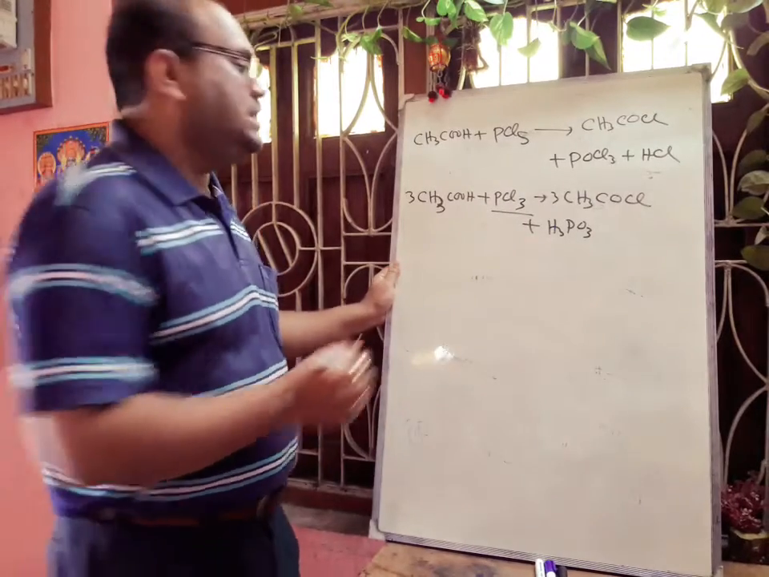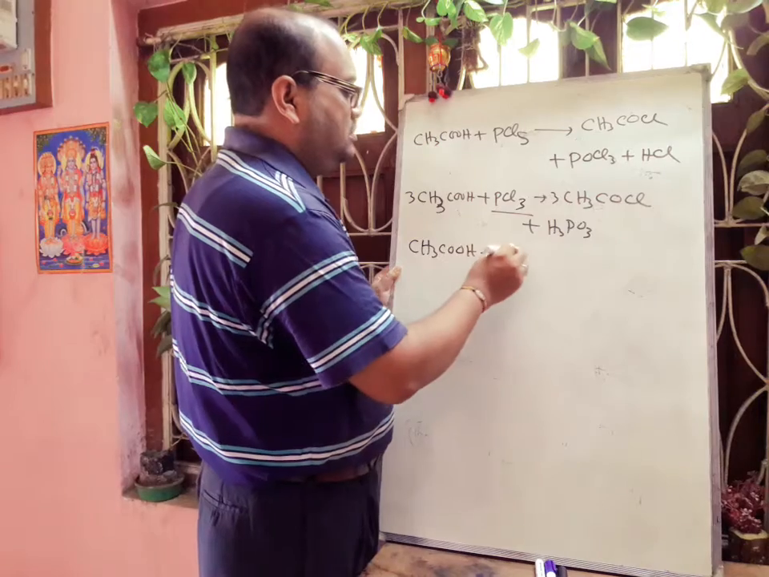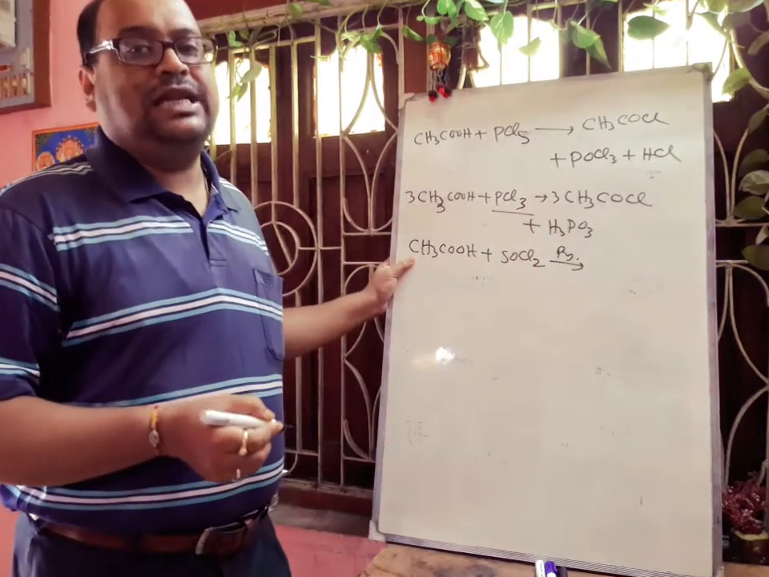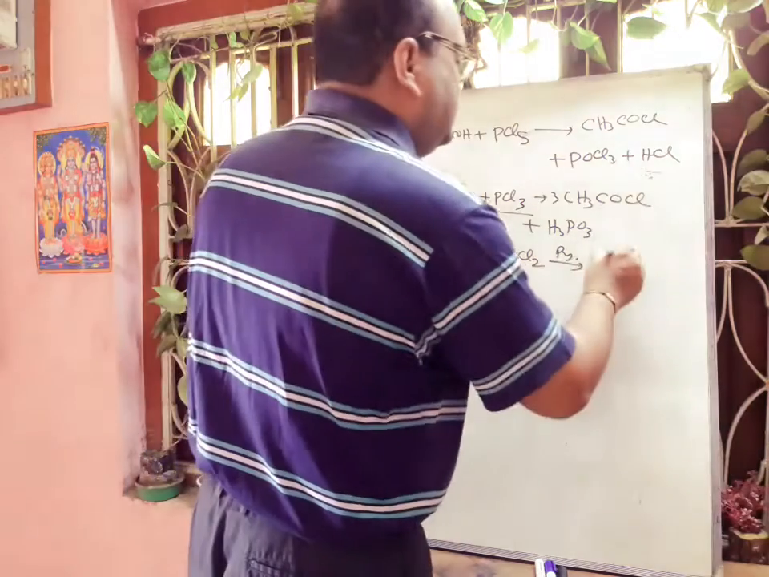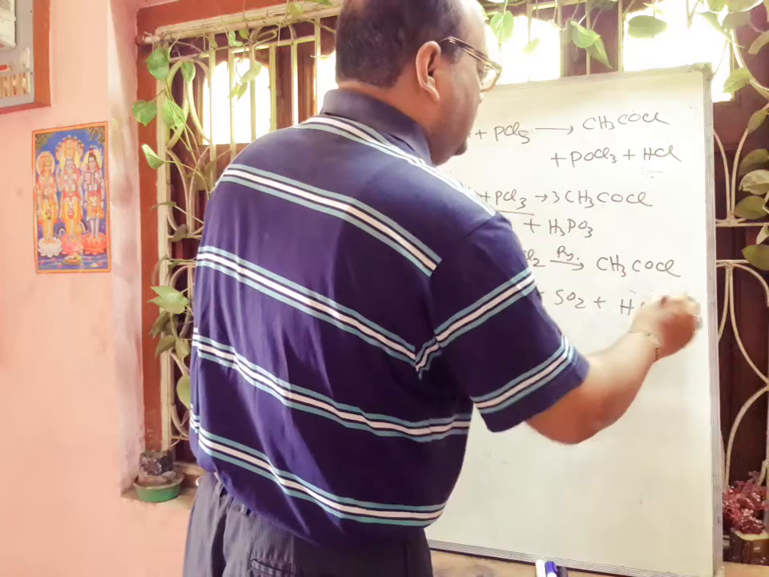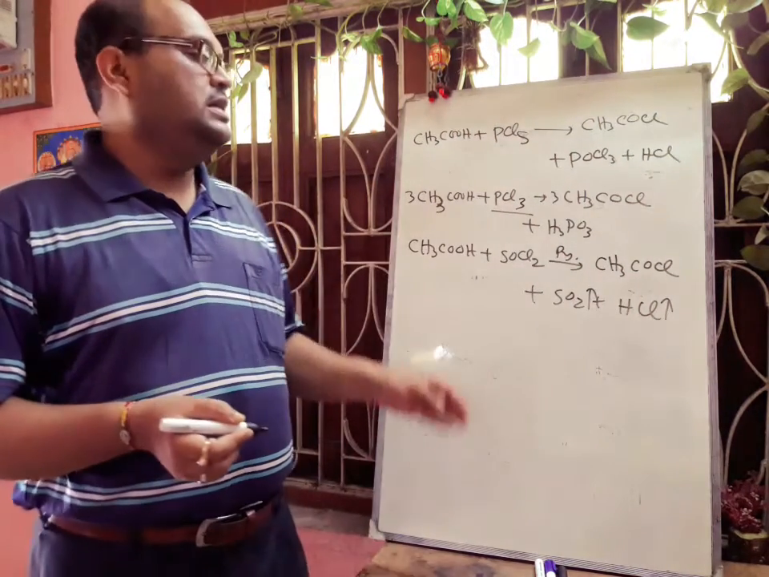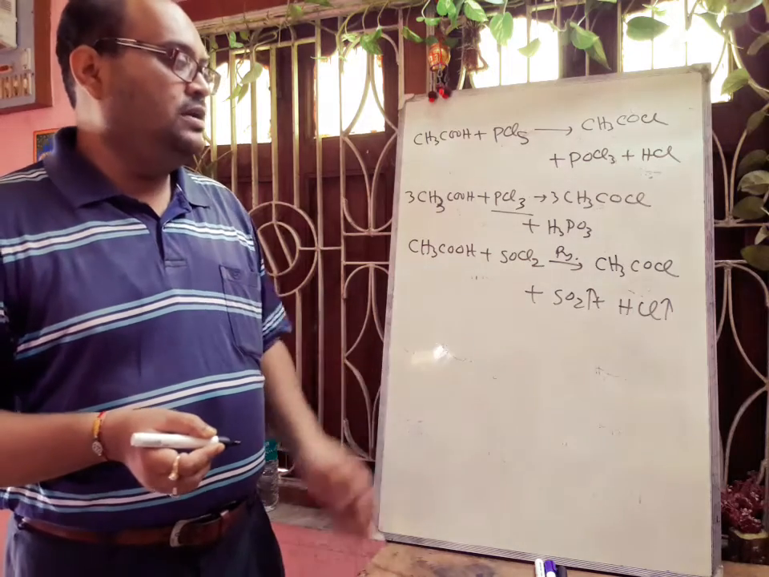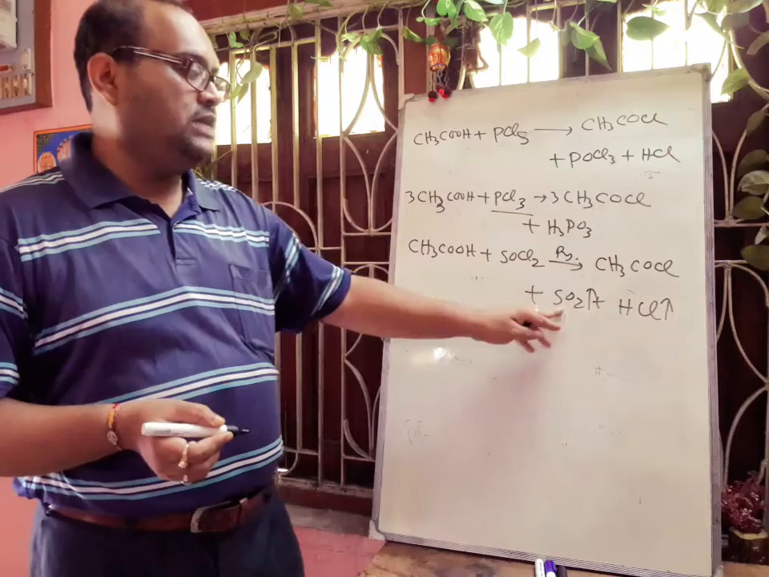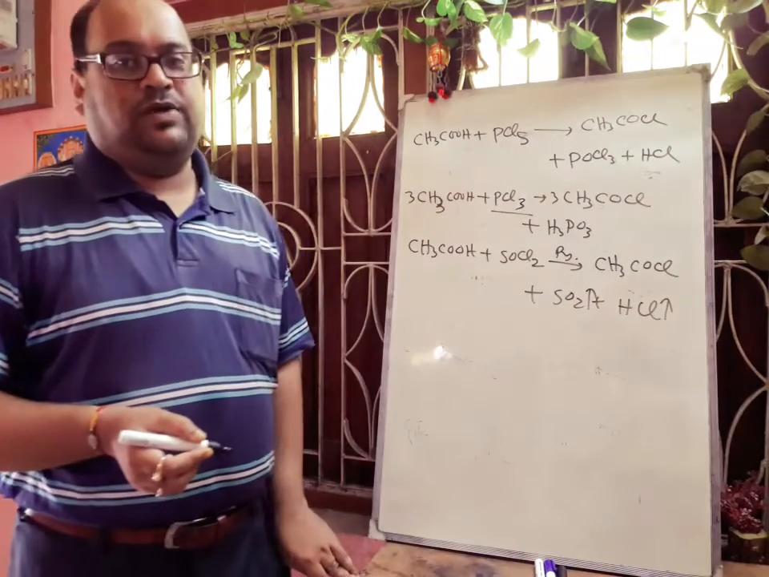Another reagent we can use is thionyl chloride. This is the best method because there the side products are gases. It will produce CH3COCl plus sulfur dioxide plus HCl. So these are all gases, so a final workup is not required. After the reaction, we only dry the product, this sulfur dioxide and HCl will go out, and we get the pure product.